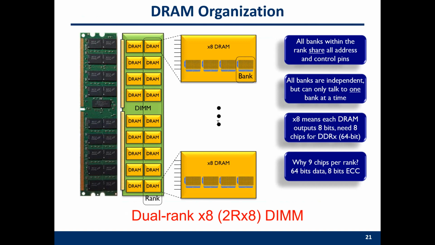Because you have many chips here, together they can provide you the entire cache line, about 512 bits. As we talked about, sometimes we have some redundancy to store the ECC, error correcting code.